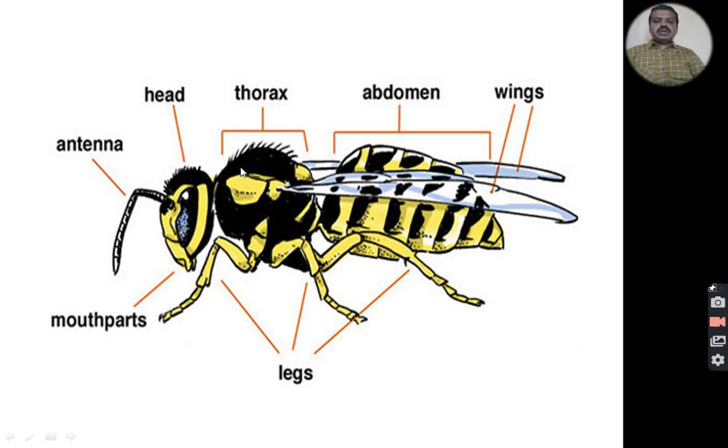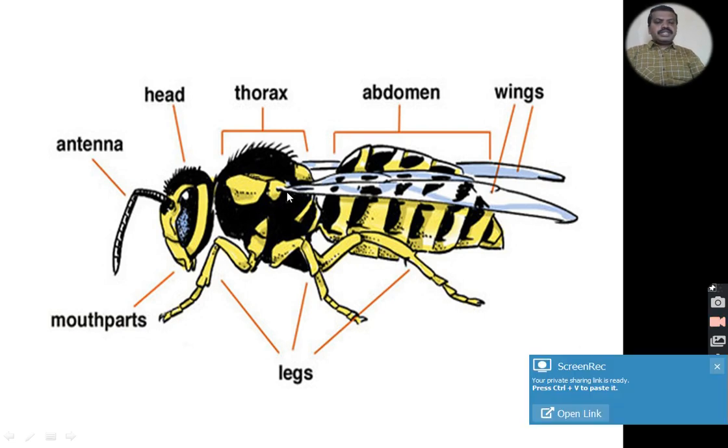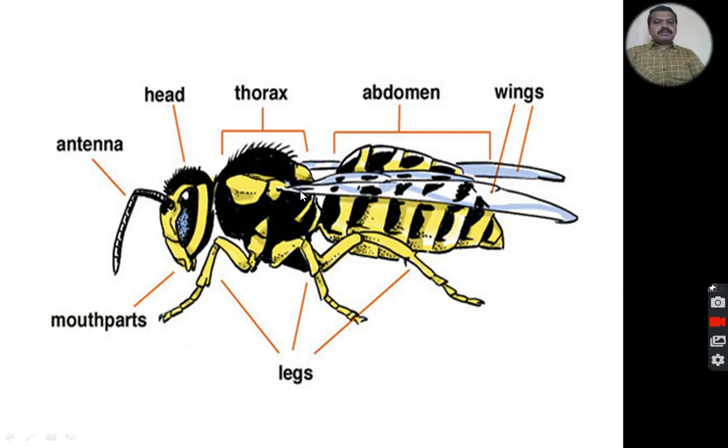The next is the thoracic region. The thoracic region is further divided into 3 segments, that is prothorax, mesothorax and metathorax. Dorsal to the thoracic segment, you can see the attachment of the wings. 1 or 2 pairs of wings are present in insects. Generally in some insects 1 pair is present, and in some insects 2 pairs of wings are present.